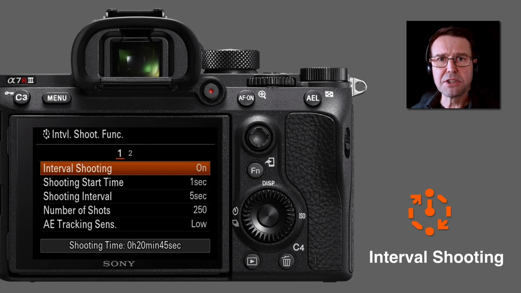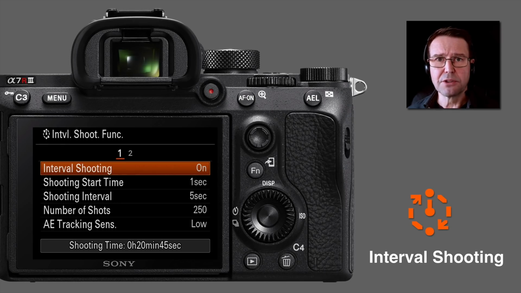Now typically you might start at maybe 1 second if clouds or people are moving rapidly through your scene, and you're given the shooting time in order to shoot the number of frames that you've also selected. In this example that I'm showing here, it would take 20 minutes to shoot this sequence if we've got an interval of 5 seconds and I'm shooting 250 shots.